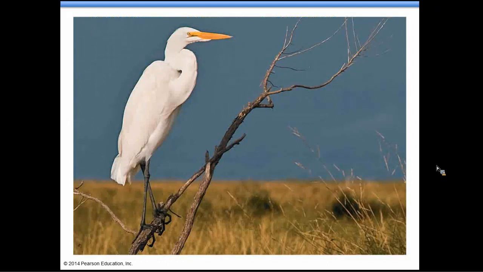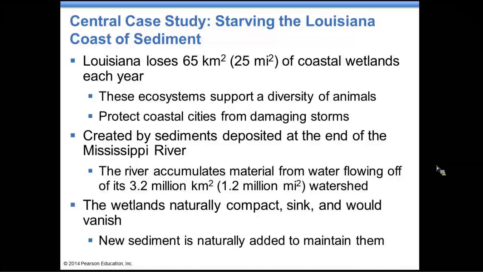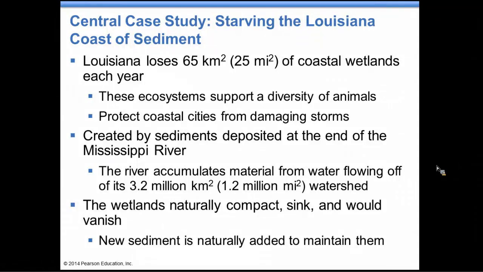Today we're going to begin with a case study called Starving the Louisiana Coast of Sediment. Since the 1930s alone, Louisiana has lost nearly 1,900 square miles of coastal wetlands, and this is an area roughly the size of the state of Delaware. The salt marshes in the river's delta naturally compact over time. This compaction lowers the level of the marsh bottom and submerges vegetation under increasingly deeper waters.